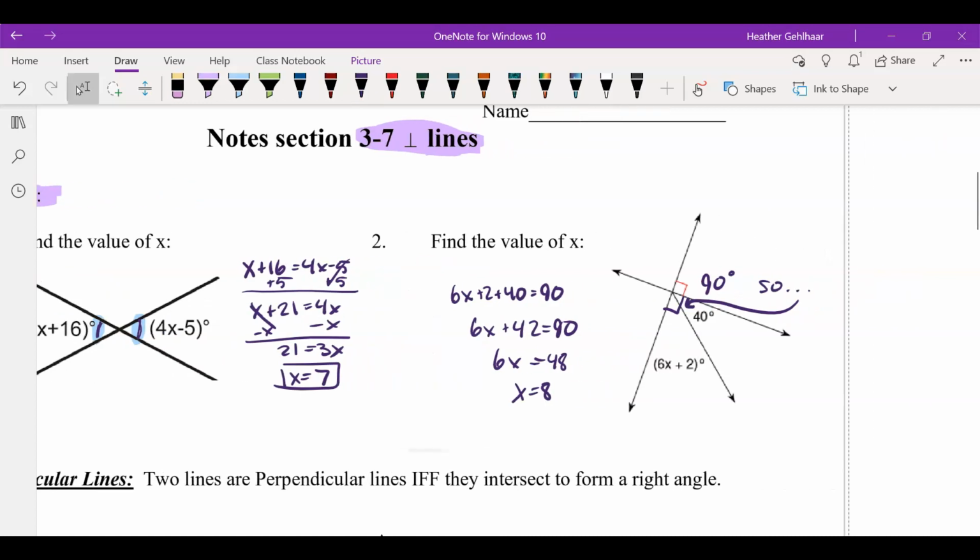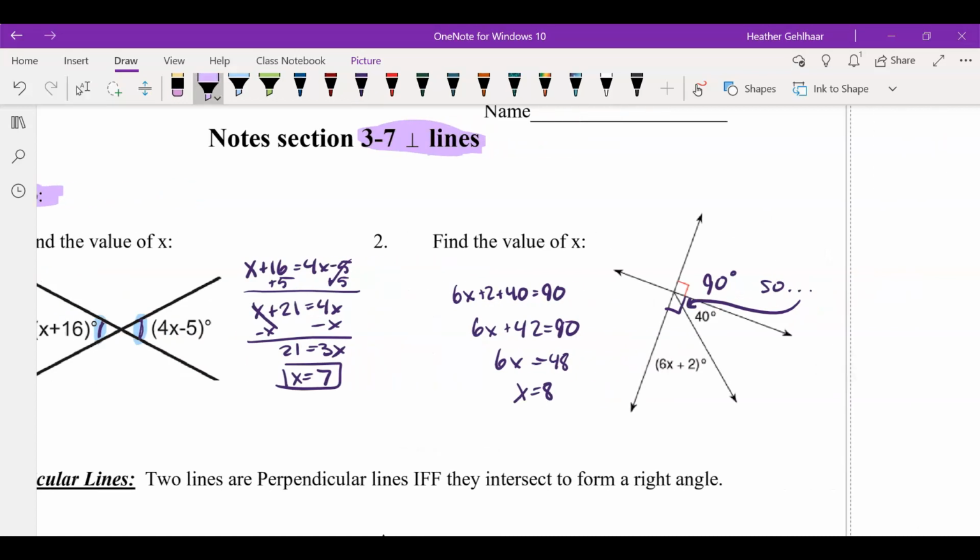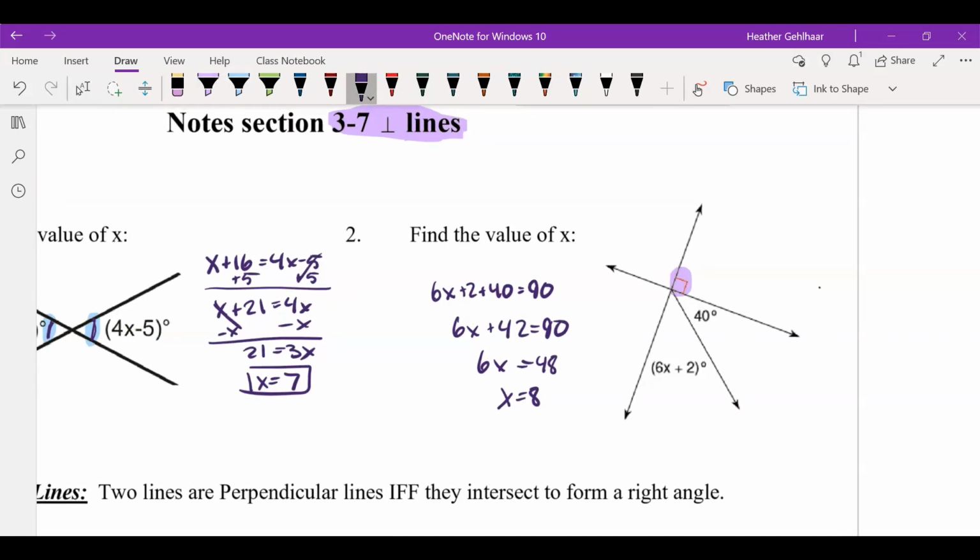In the example we had here, and I'll actually erase this here, all we were given was this 90-degree symbol, right? Or the right angle symbol. Since we know that's the right angle symbol, that angle is 90 degrees. And we also know that this one here will also then be 90 degrees. So I went ahead and did 6x plus 2 plus 40 equals 90. I added 2 and 40, so I got 42. Subtracted that over, and we got 48. X will then equal 8 when we divide.